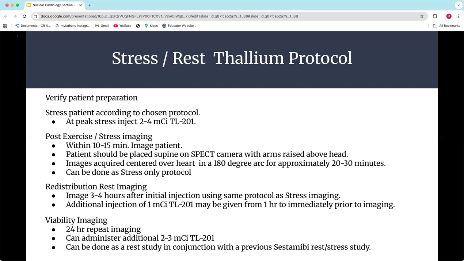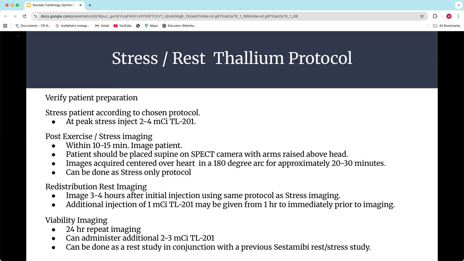With a thallium protocol, you're going to stress the patient according to the chosen protocol. And you'll notice that on the thallium protocol, we start out with stress, and I'll explain that as we go along. At peak stress, whatever that stress is, you're going to inject 2 to 4 millicuries of thallium. And then remember with thallium that we immediately get it into the cardiac tissue. You've got 10 to 15 minutes to image because it's going to redistribute. It's going to wash out.